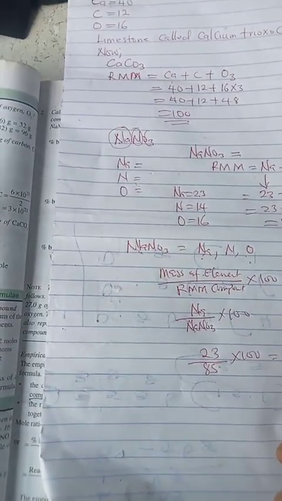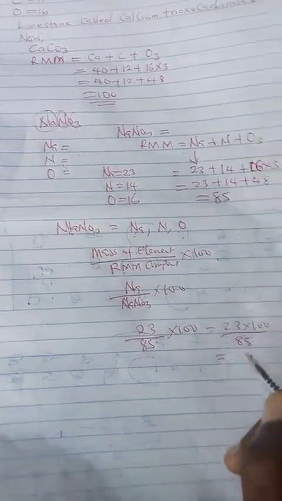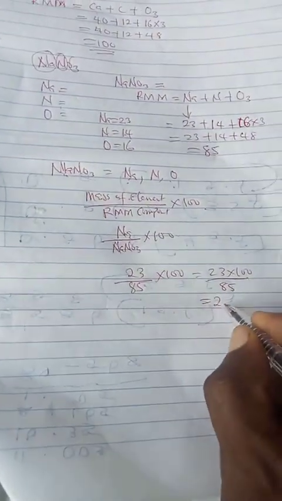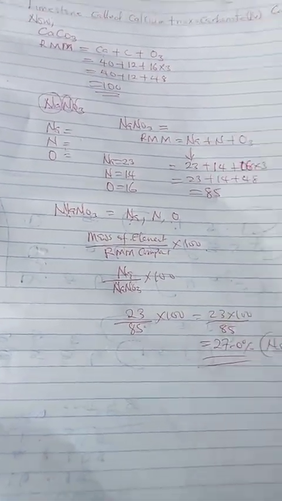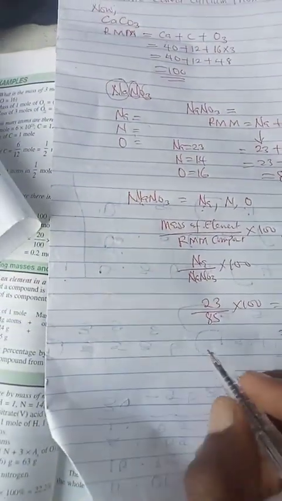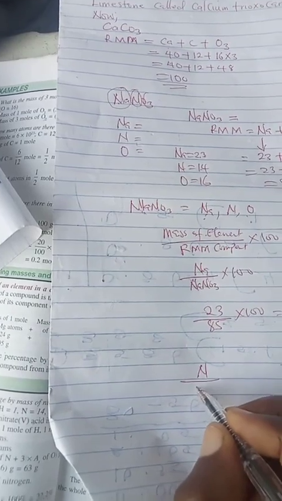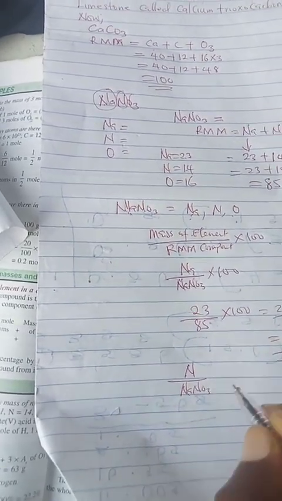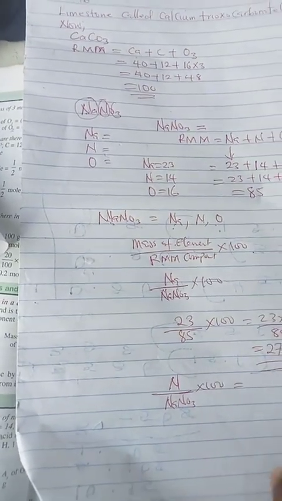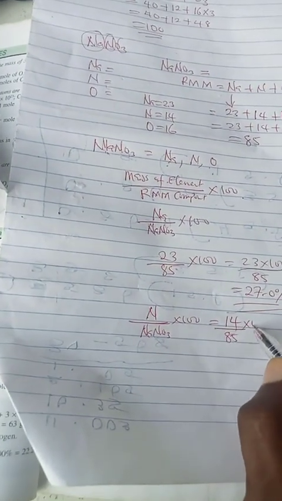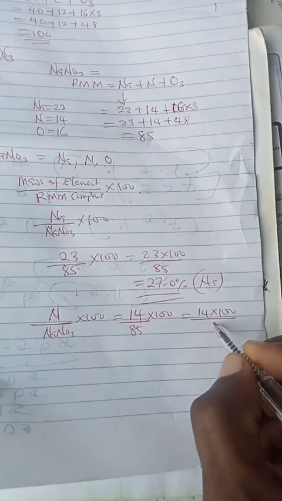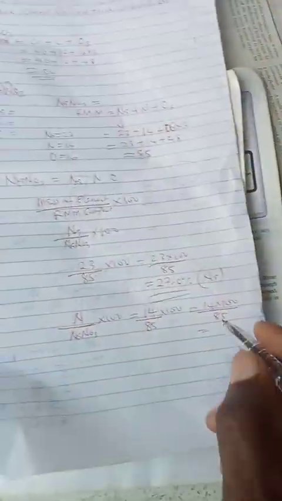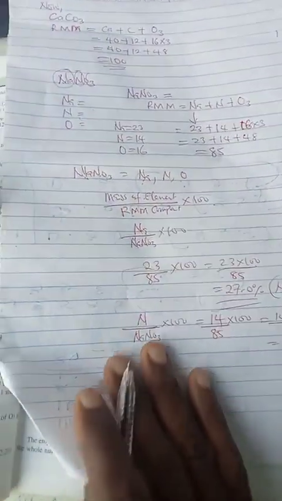So 23 times 100 divided by 85 is going to give us 27.0%. That is the percentage by mass of sodium. Then you do the same thing for nitrogen: nitrogen over sodium nitrate times 100. Nitrogen is 14, so 14 over 85 times 100. 14 times 100 divided by 85 is going to give us 16.5%.